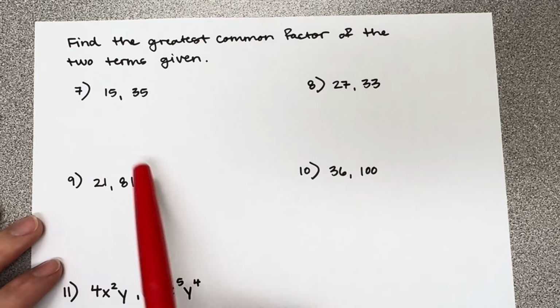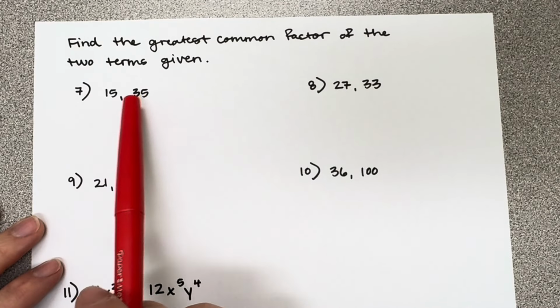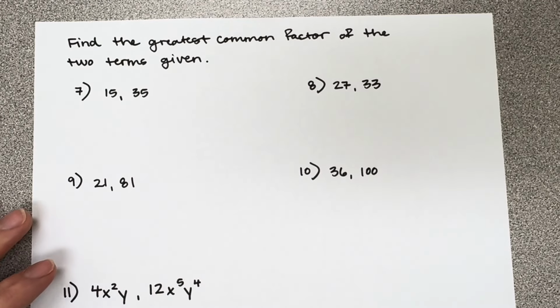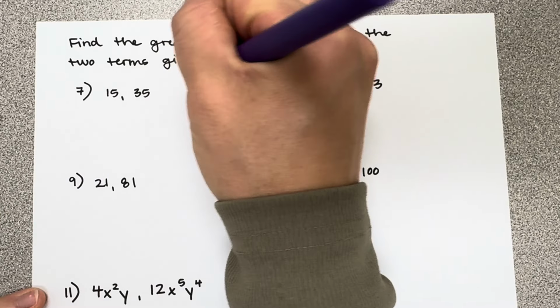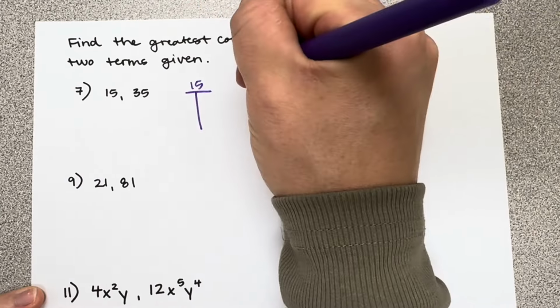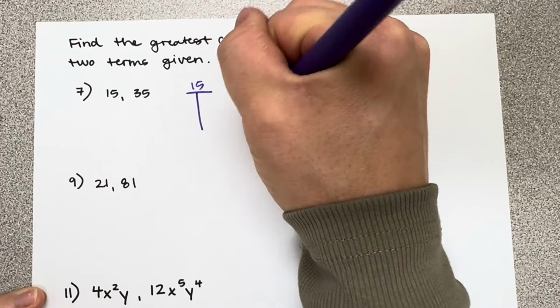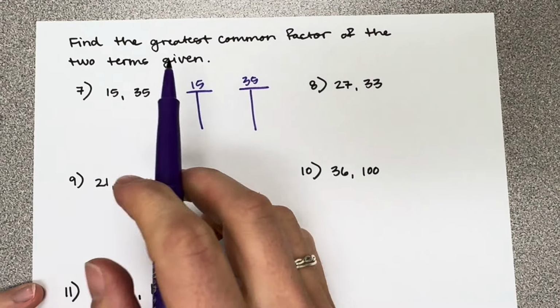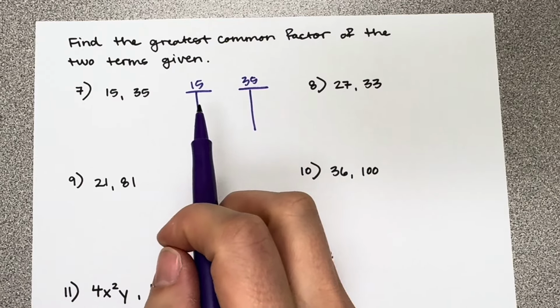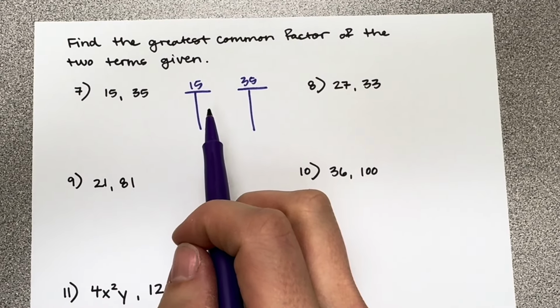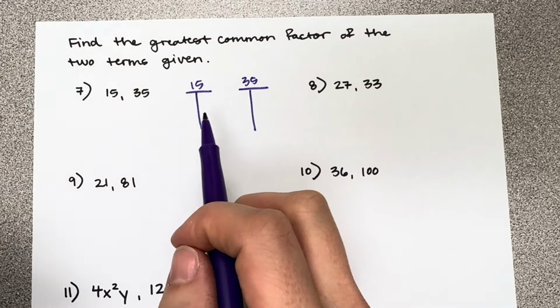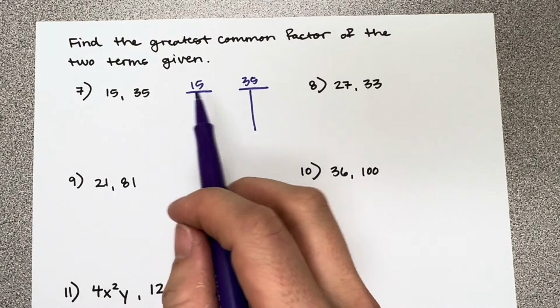Okay, so our first one, we want to find the greatest common factor between 15 and 35. So what we are going to practice doing is just create some factor lists. So 15 and 35. Okay, so I'm going to give myself some T-charts here to create some factor lists for the number given.